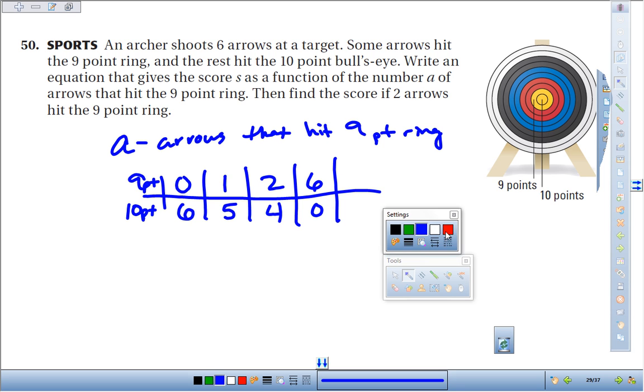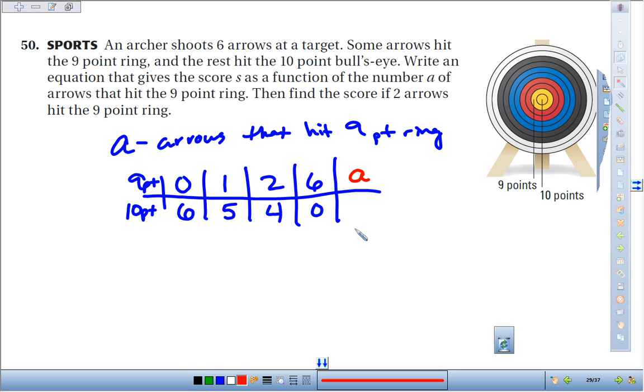Now generalize it and say, well, what if they hit A 9-pointers? How do you get how many 10-pointers they have? And think about, no matter what, they always have to hit. All 6 arrows are going to hit in either of these two things. So how do you determine how many 10-pointers you hit? Well, if we base it off of how many 9-pointers you hit, you could just subtract. If I hit none of these, well, 6 minus 0 leaves 6 for the 10-pointers. If I hit one of these, 6 minus 1 gives me 5 10-pointers. So in general, an expression, if I'm using A for the 9-pointers, that leaves 6 minus A arrows to hit the 10-point ring.